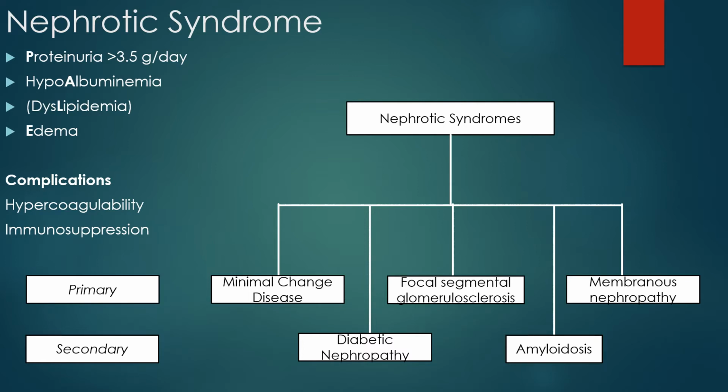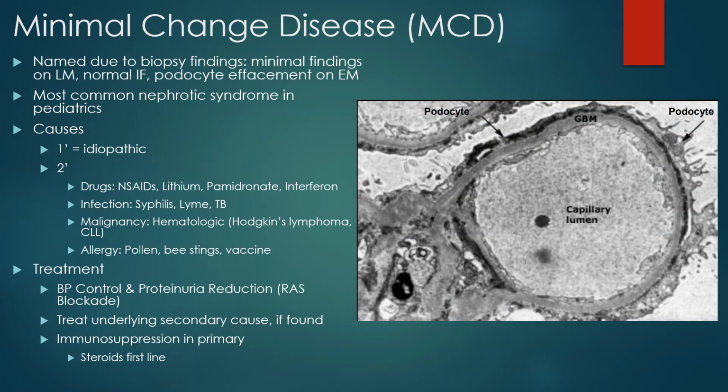Nephrotic syndrome can be categorized into primary and secondary diseases. The primary diseases include minimal change disease, FSGS, or focal segmental glomerular sclerosis, and membranous nephropathy. The secondary causes of nephrotic syndrome result from systemic diseases that cause glomerular damage, including diabetic nephropathy and amyloidosis. Let's talk a little bit more about these diseases.